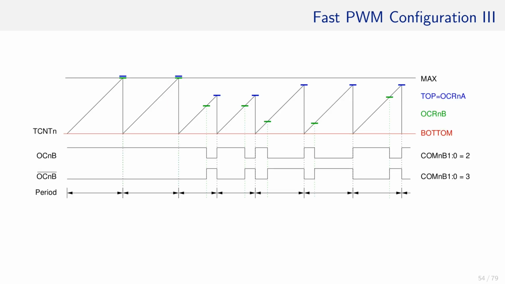Here we see a top configuration in action. OCRA contains the new top value marked in blue. Here and here, top is set to max. However, after that, the top is lowered to a value less than max. By doing so, and as you can see, the period becomes shorter, which means that the frequency increases.